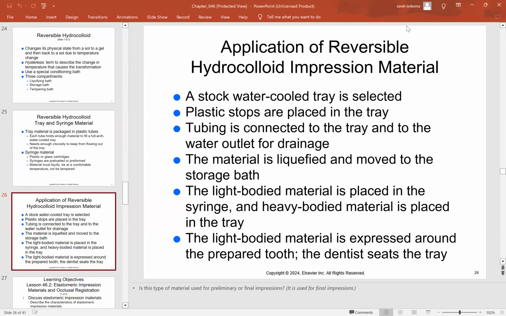Application of reversible hydrocolloid impression material. So we would use a stock water-cooled tray. Plastic stops are going to be placed in the tray. The tubing is connected to the tray and to the water outlet for drainage. The material is liquefied and moved to the storage bath. The light-bodied material is placed in the syringe and the heavy-bodied is placed in the tray. The light-bodied material is expressed around the prep tooth, and then the dentist would seat the tray.